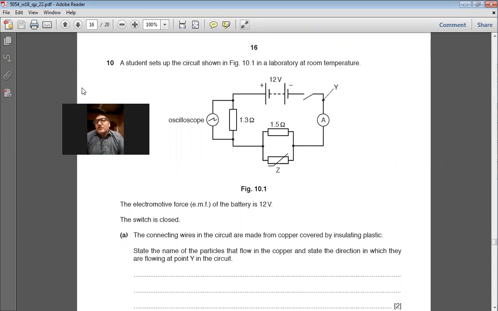The electromotive force of the battery is 12 volt. The switch is closed. The connecting wires in the circuit are made from copper. State the name of the particles that flow in the copper and state the direction in which they are flowing at the point Y.